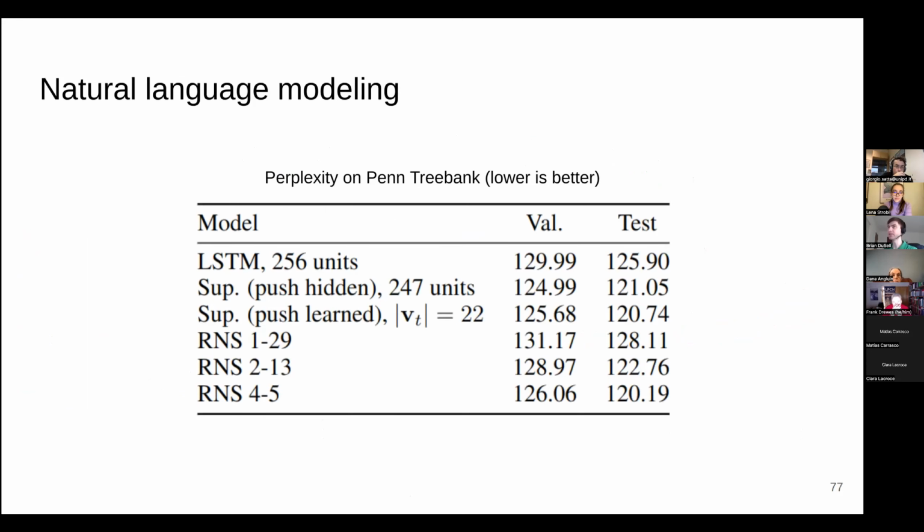We also did include some experiments on natural language. Here we have perplexity scores on the Penn Treebank, and these are not meant to be state-of-the-art results, but just to get an idea of the relative performance of stack RNNs. These are the best of 10 random restarts, and we see that an RNS-RNN with 4 states and 5 stack symbol types, which is the last row, gets the best test perplexity, slightly beating the superposition stack.